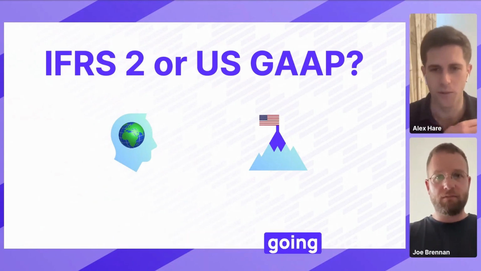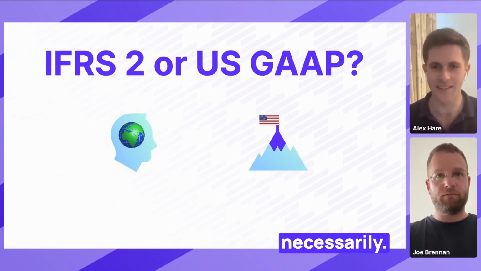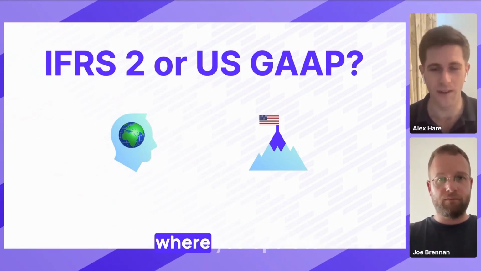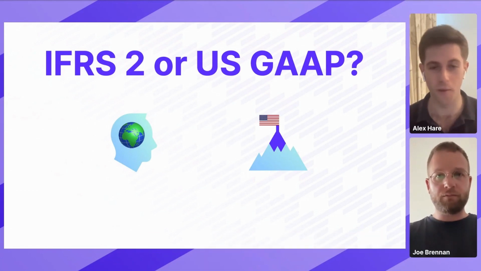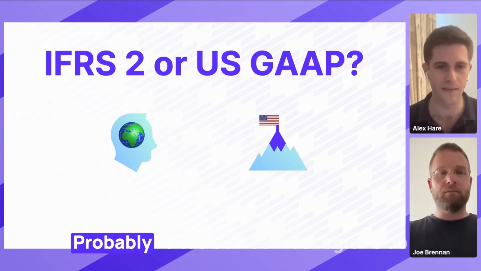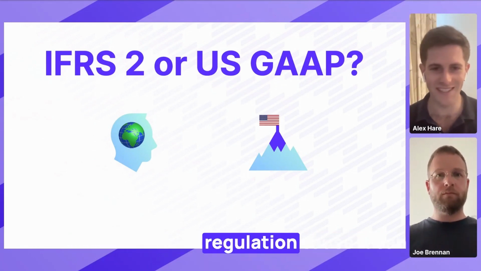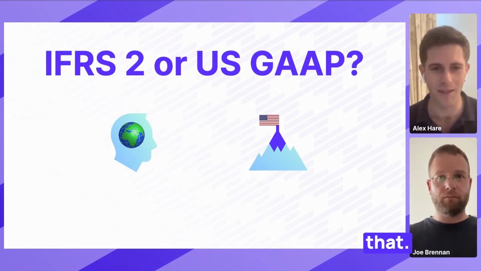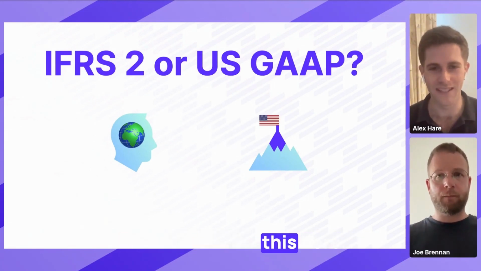Yeah, usually you'll be going with one based on geography. I wouldn't describe them as competitors necessarily. It's primarily driven by where you operate. So if you're in the US, probably US GAAP. Otherwise, Europe or elsewhere in the world, probably IFRS 2. Sometimes regions do compete on regulation because it can attract IPO listings and things like that, but it's probably a bit of a stretch in this context. Yeah, I think that's what's driving this here.